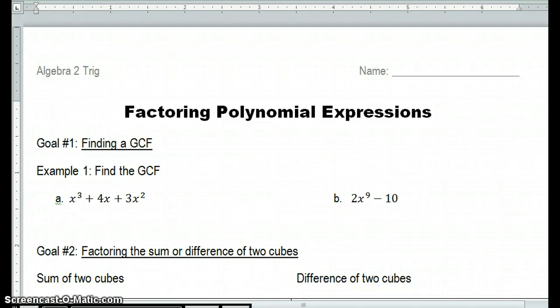Alright, today we're going to be learning about factoring polynomial expressions. Now, we've already done a lot of factoring. Some of this is going to be review and some of this is going to be new. Now, goal 1 says finding a GCF.